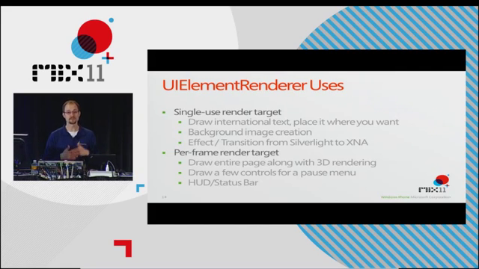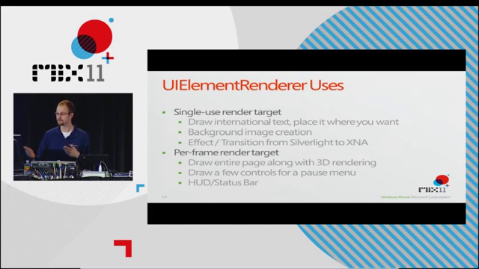Or if you wanted to use Silverlight's really rich text functionality, you could render a string that you downloaded from the cloud that you might not have been able to do with XNA, because remember, you didn't know what characters you might be getting. And then you could just save that texture off to the side and use that within your game moving forward. Or you can use UI element renderer per frame, as I mentioned, for a full screen page if you wanted to, or maybe just a few controls or a heads-up display or something like that.